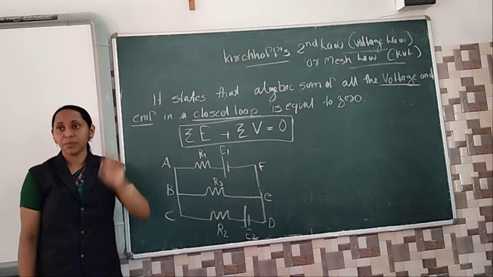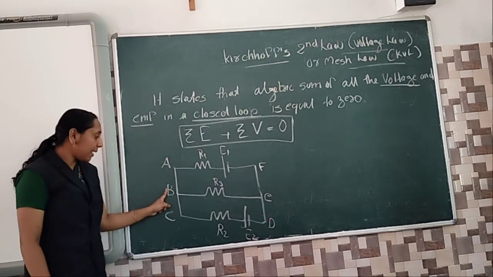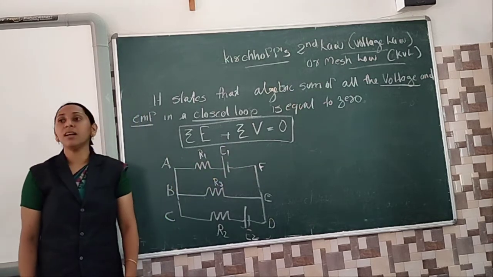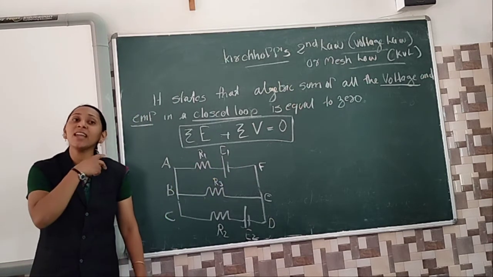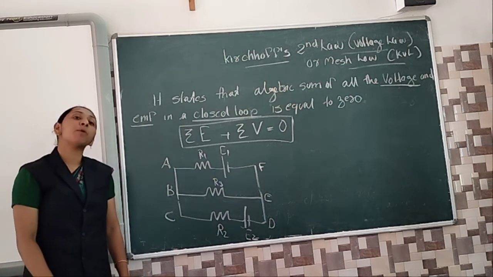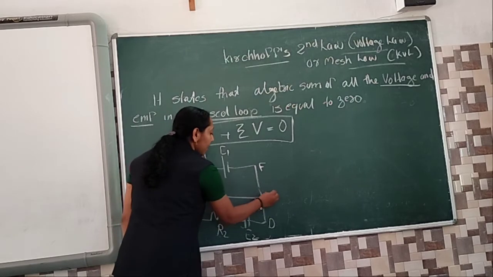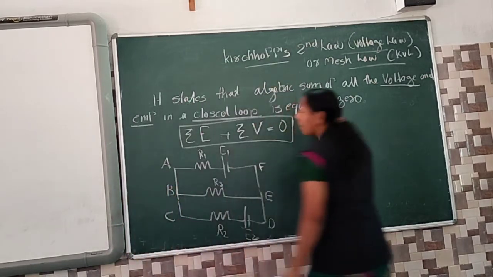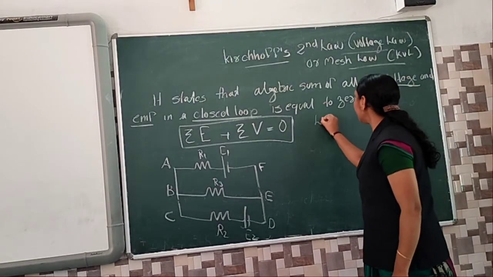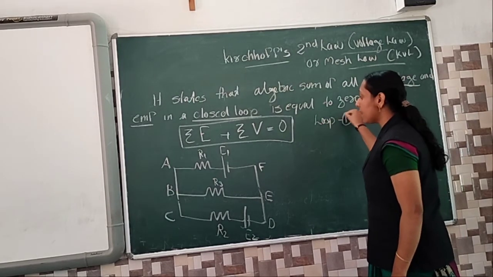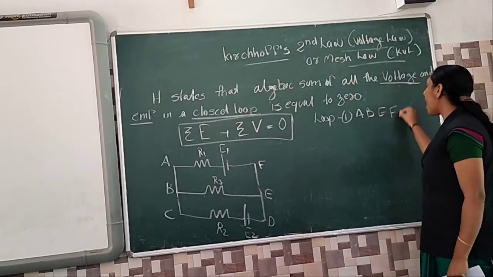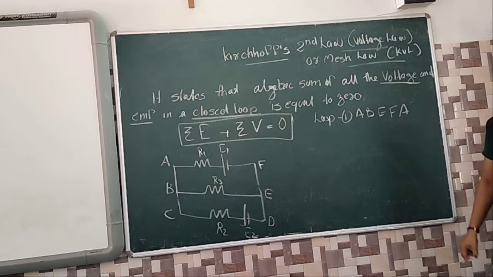Loop number 3 is B, C, D, E, B. I am considering any 2 of the loops. Understood? Any 2 loops you can consider. Sit properly. So I am considering the first loop. A loop is also called a mesh, and that is the reason it is called the mesh law. Loop number 1 is A, B, E, F and A. You also write A again at the end, that is the reason it is a closed loop.